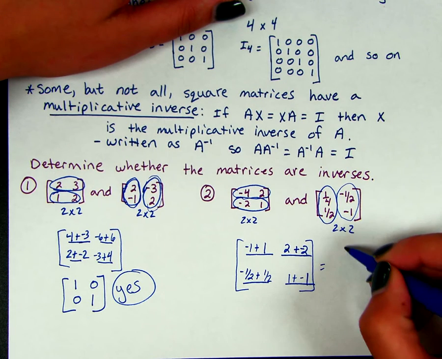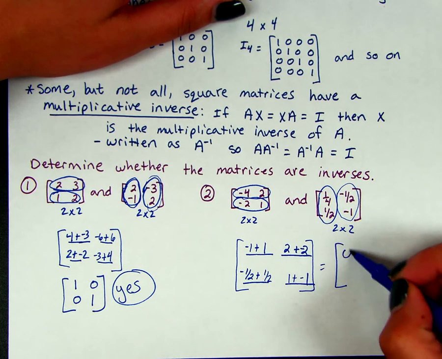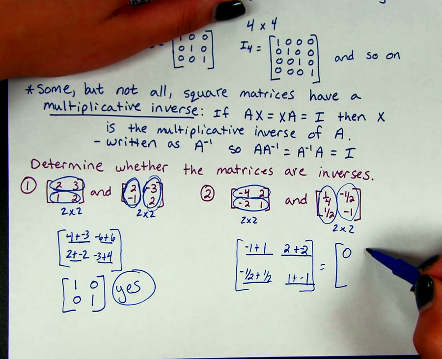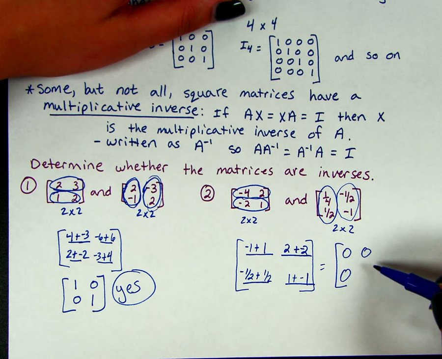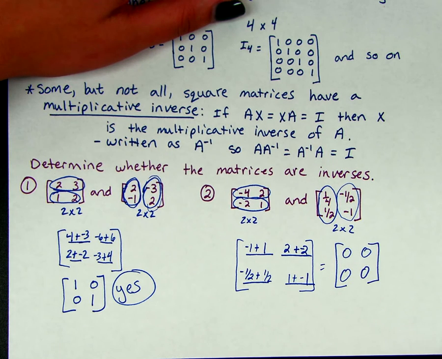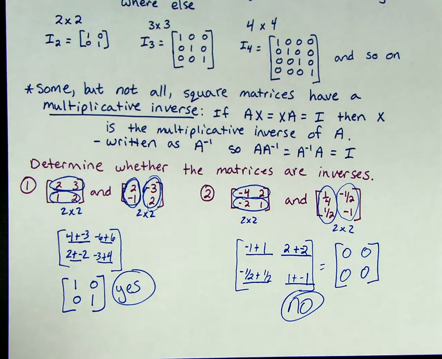When we simplify, we have negative 1 plus 1 is 0, and then 2 plus negative 2 is 0. Negative 1/2 plus 1/2 is 0, and 1 plus negative 1 is 0. So we did not get the identity matrix. So no, those two matrices are not inverses of each other.